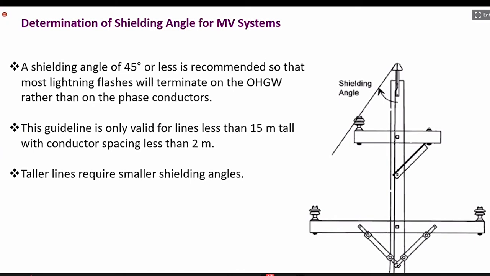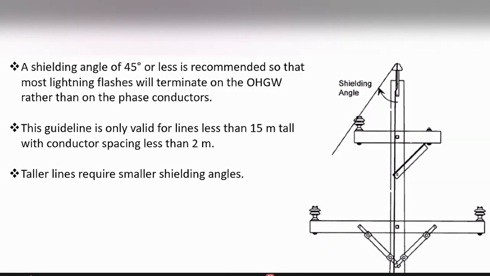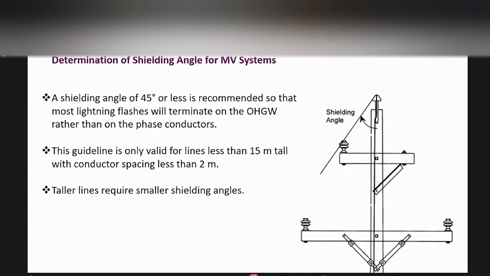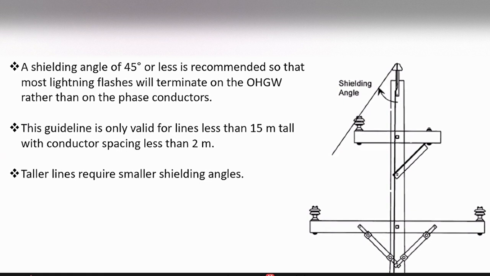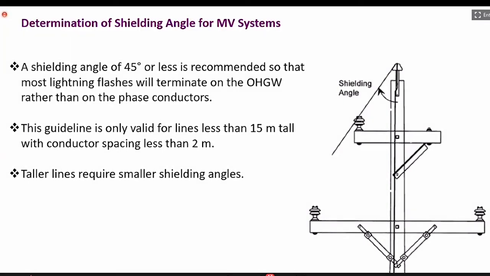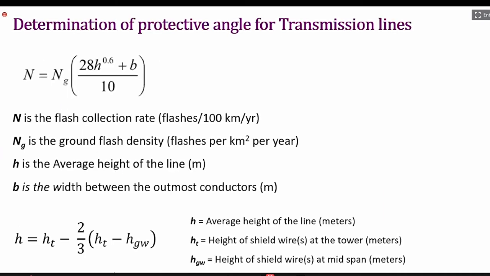Now, in most of the medium voltage systems, a 45 degree angle is used, especially if the tower is less than 15 meters and the conductor spacing is less than 2 meters. Taller lines require smaller shielding angles. So this is a rule of thumb that people use. But when we go to high voltage systems, we can't have such rules of thumb. We need to do much more precise calculation. And this is how we do the calculation.